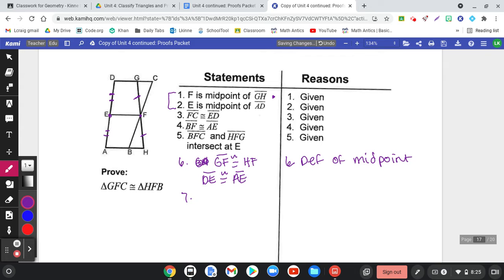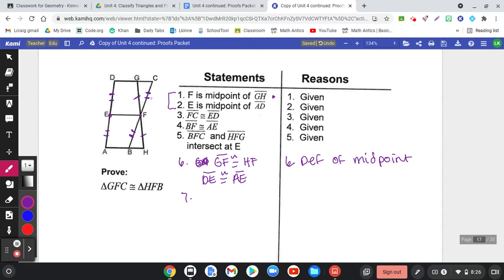All right, so now it says FE is the same as ED. Well, if you notice, ED has 2 markings already. So if FE is the same as it, I'm going to put 2 markings here. Same with BF is the same as AE. So again, down here, AE is the same as BF. So I'm going to put 2 markings there as well. So therefore, if you notice, CF and BF both have the 2 markings, so they're both the same.